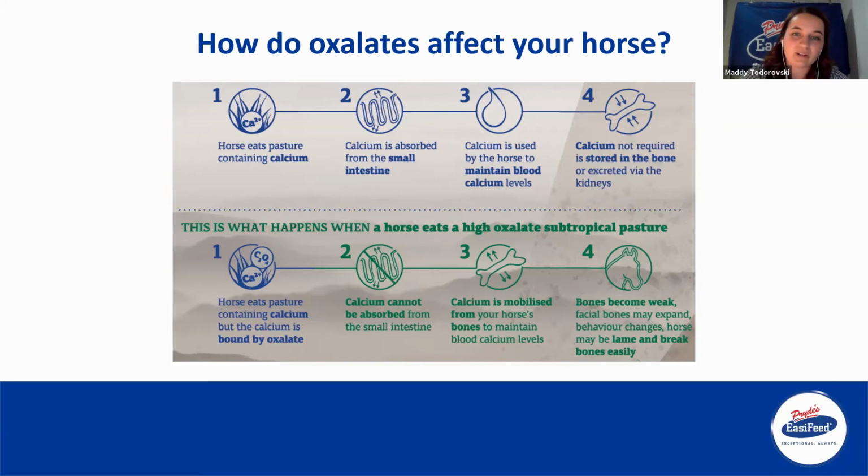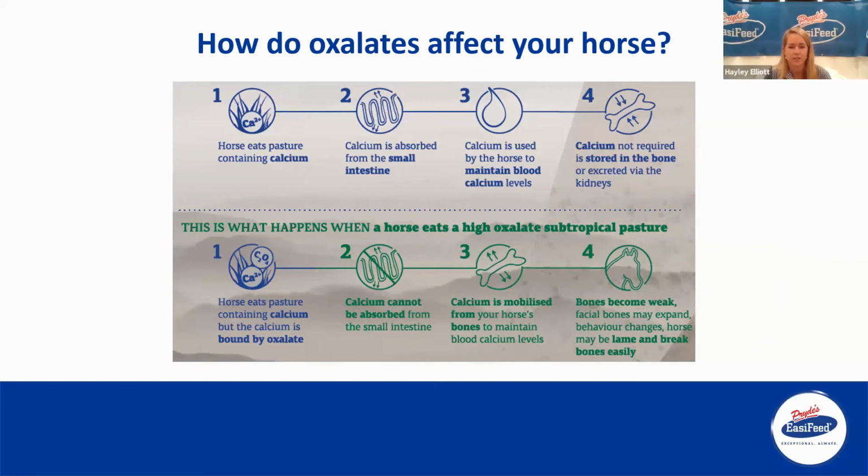However, if your horse is on high oxalate subtropical pastures, what happens is the calcium in the pasture is bound to the oxalate. So the calcium is not able to be absorbed from the small intestine. It's pretty much blocked from moving anywhere. So now that there's no calcium being moved into the bloodstream, the calcium has to be removed from the bone to maintain the blood calcium levels. So that's when your bones become weak, the facial bones expand, the horse's behavior changes, and all those signs that we talked about in the first slide, this is when they begin to show.